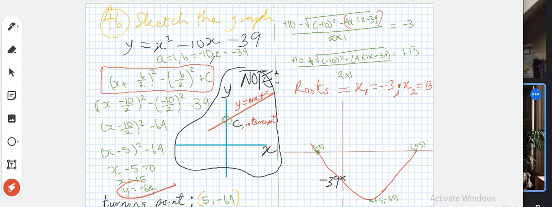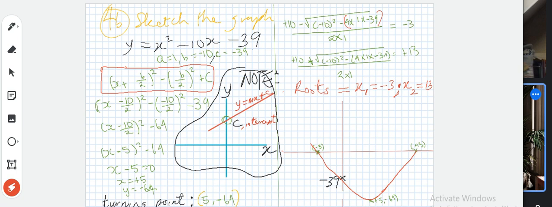But what do you do with the square? No, this is just to help you locate the turning point. It's not as if we were solving the equation. It's just to help us locate the turning point. We will still locate the root of the equation.